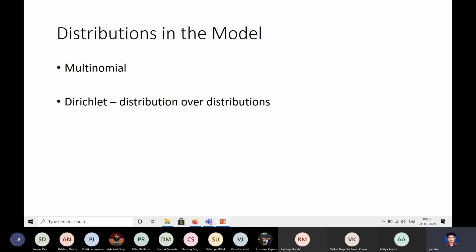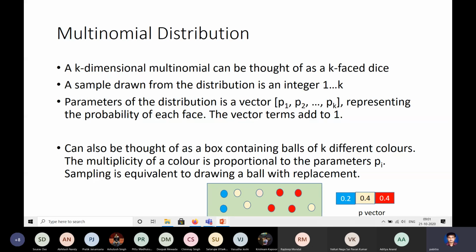So let us look into the distributions in a little bit more detail. Now we had two kinds of distribution: a multinoulli distribution, a categorical distribution, and a Dirichlet distribution over the multinoullis. Let us first look at the multinoulli distribution.